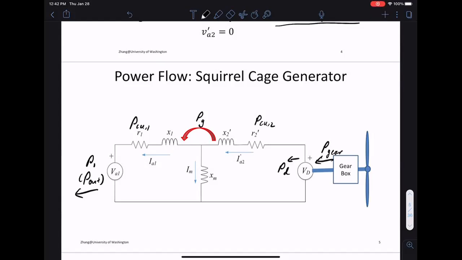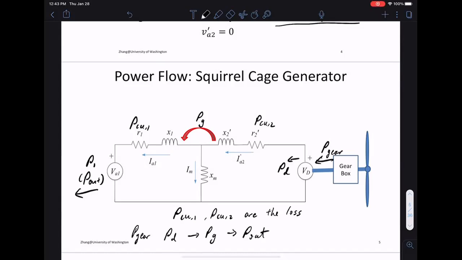Okay, so let's be clear. The copper losses are the losses, right? They are the loss. Then PD goes to PG, goes to P out. So this is the power transfer sequence. Each step we have some loss associated with this step. Any other questions?